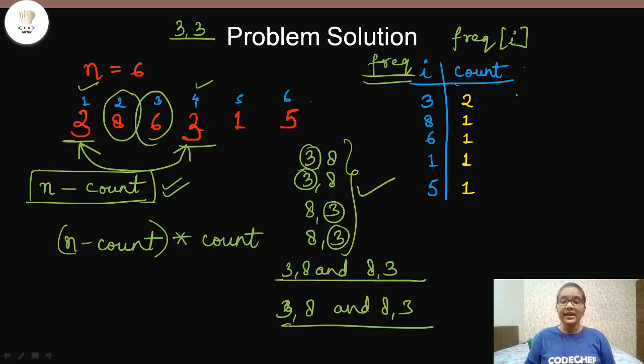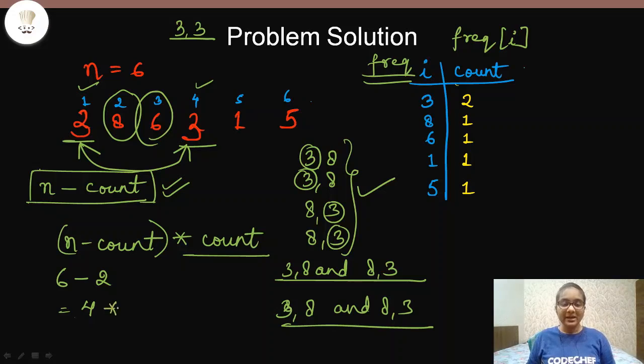So you see that whatever be the count of the numbers, that many times we will be using that number to form the pair with all the other numbers, and that is why we are multiplying by count. So here the solution will be, if we pick up 3 and the count is 2, so 6 minus 2, that is giving you 4, right? Because you know that this 3 and this 3 will be combined with the other numbers of the sequence, that is the four other numbers of the sequence, that is 8, 6, 1 and 5.